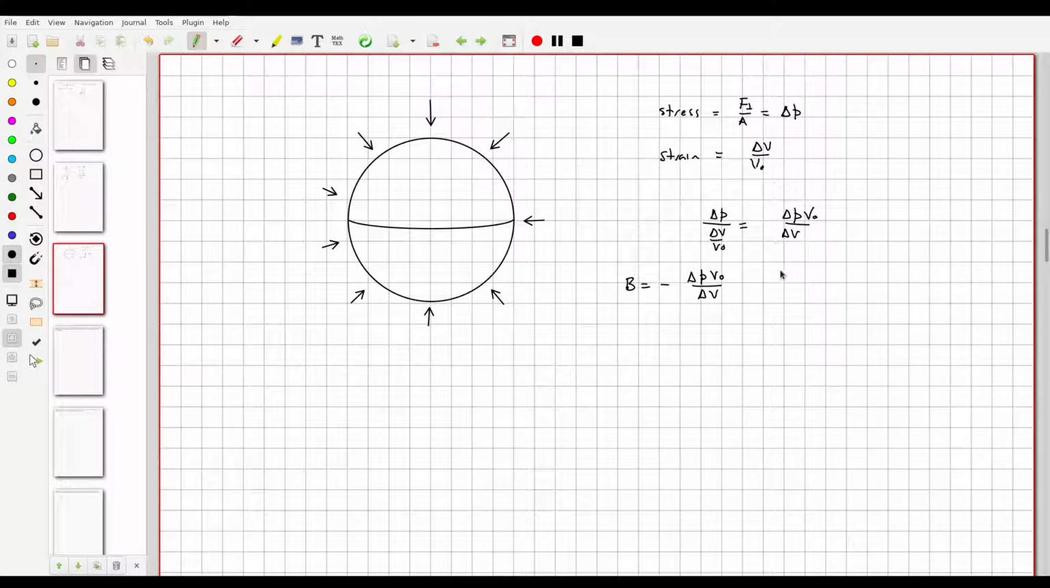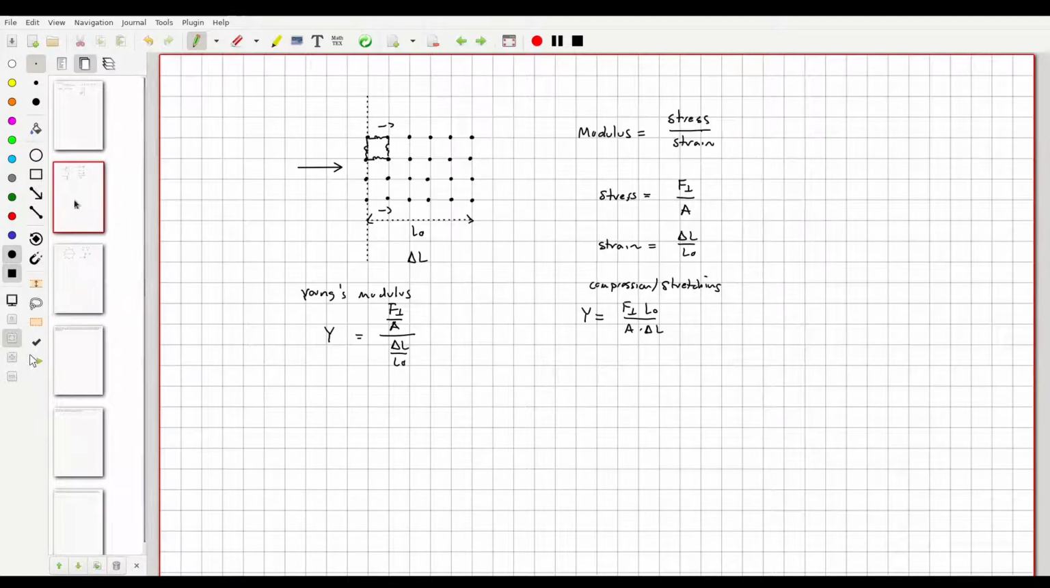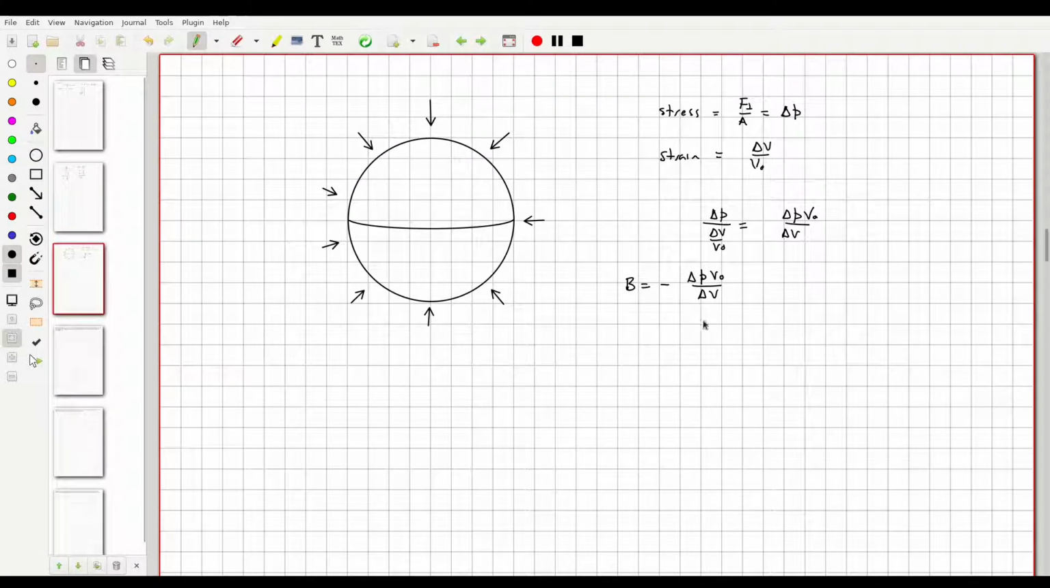Okay. So this is analogous somewhat to this. You have the Young's modulus when you compress along one direction or you try to stretch along one direction. And then you have a bulk modulus when you're trying to compress from all directions like this.